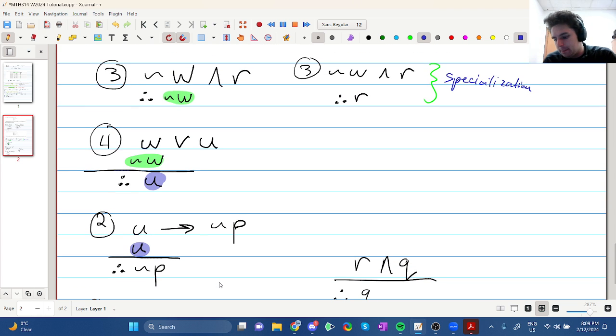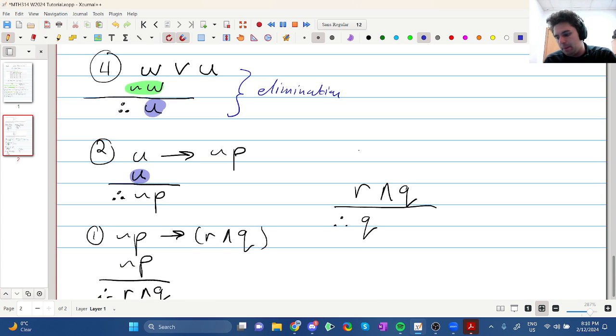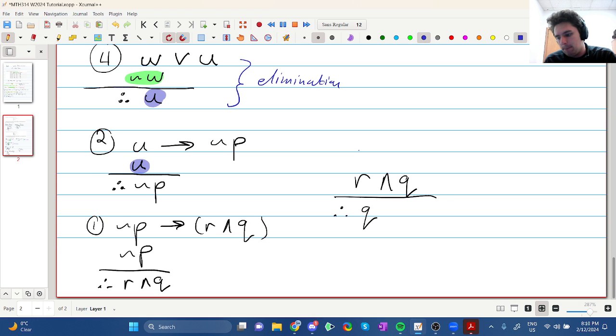The next one, is there a name for the next one? Yes, there is a name for the next one. So the next one is elimination. The next one is modus ponens. Modus ponens. And this one is also modus ponens. And this one, with the and, is specialization.